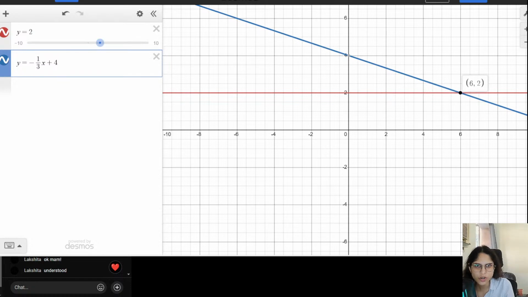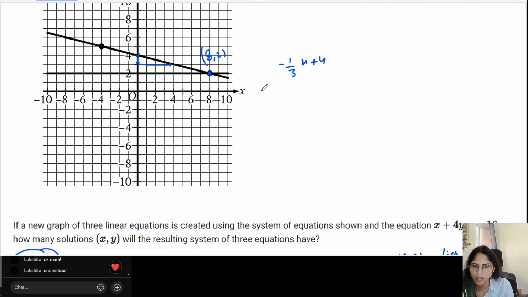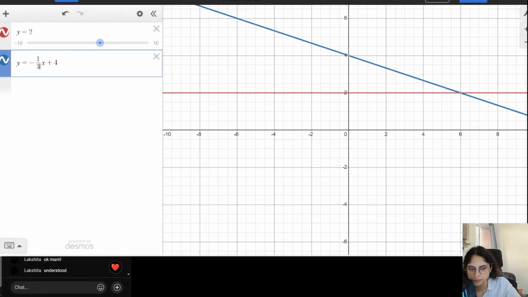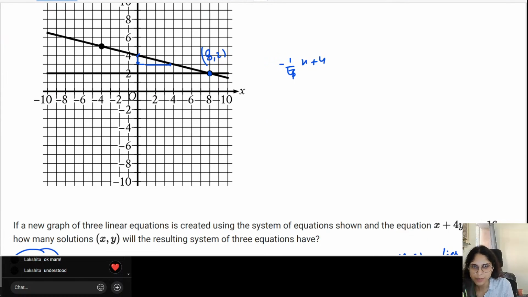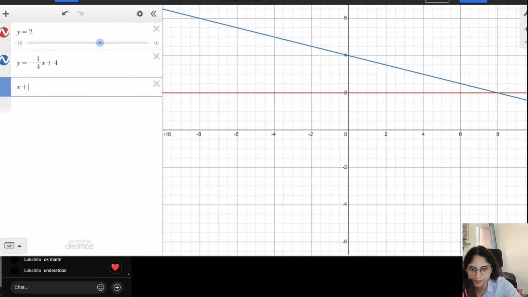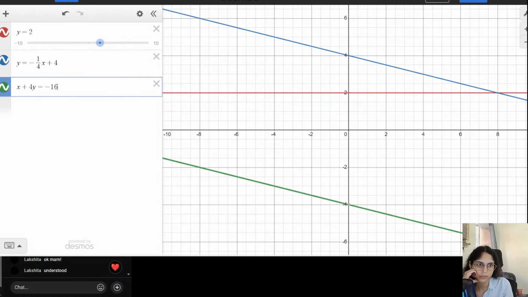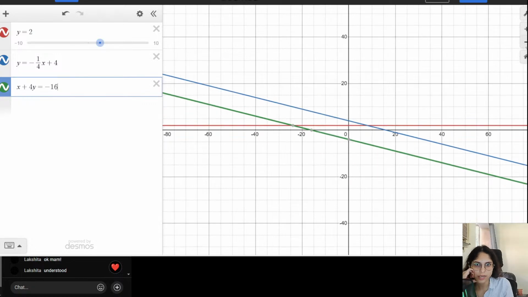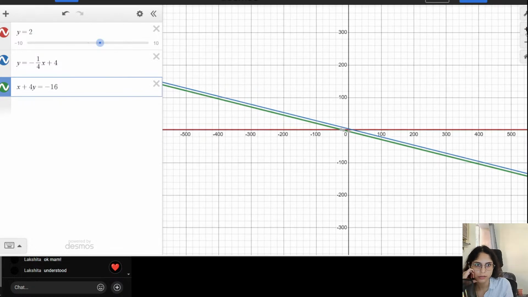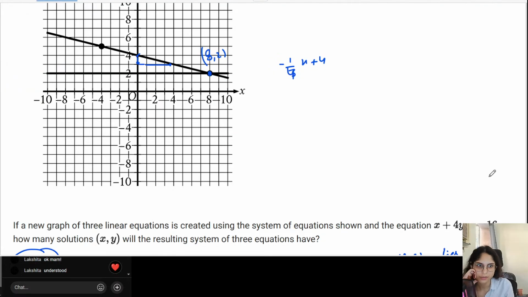Yeah. 6 comma 2. No, then we have done something wrong. 1, 2, 3, 4. Oh, you're going 4 to the right, so it's negative 1/4 x. Yeah, and now the next one is x plus 4y equals negative 16. Yeah, they're not meeting anywhere. And these two lines are actually parallel if you see. So that is why there's no solution.